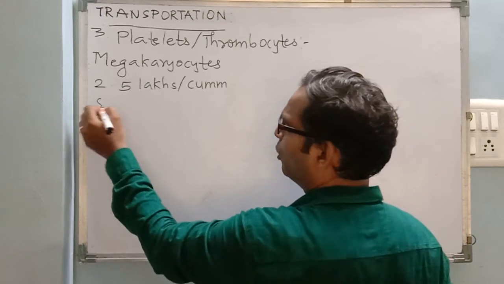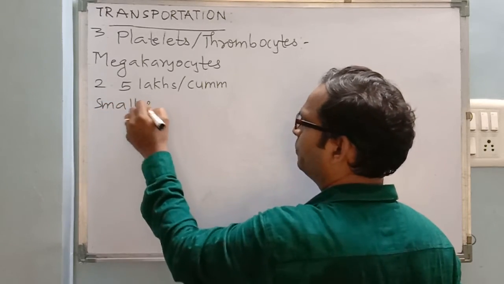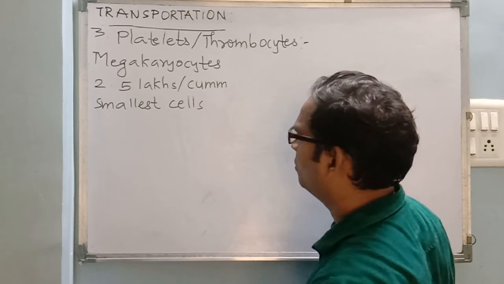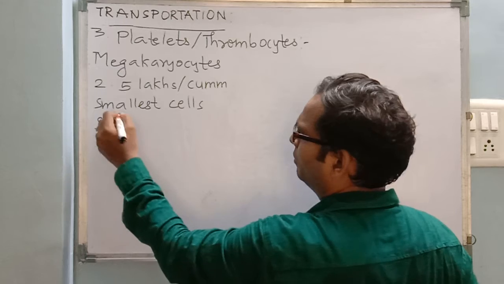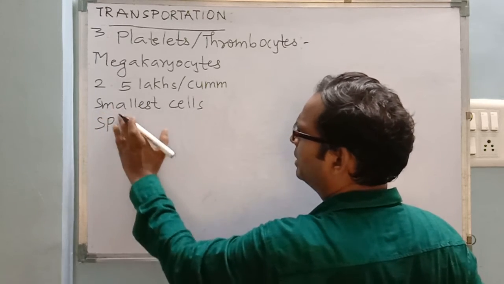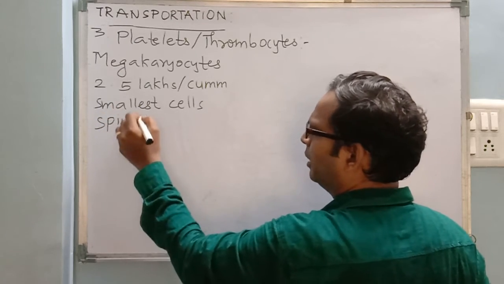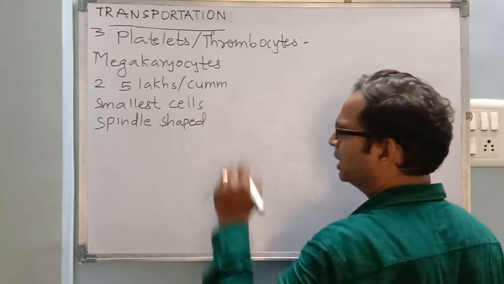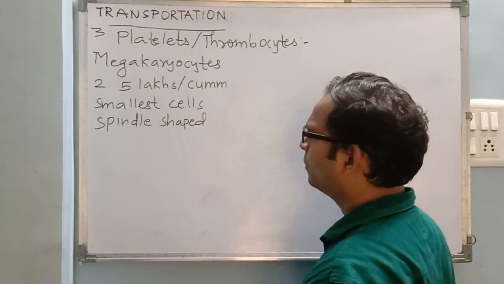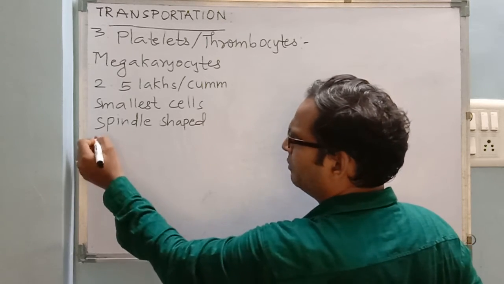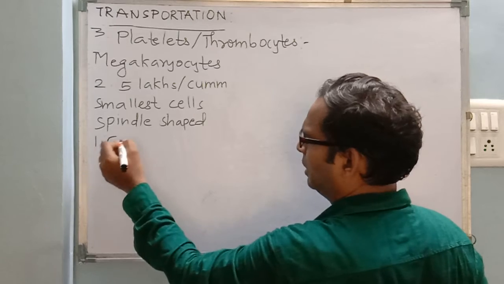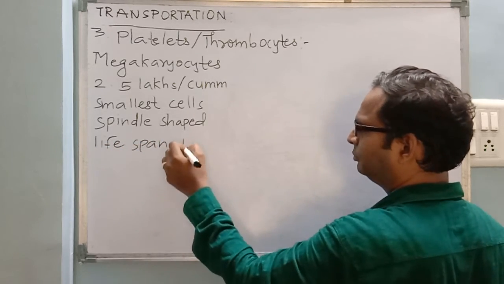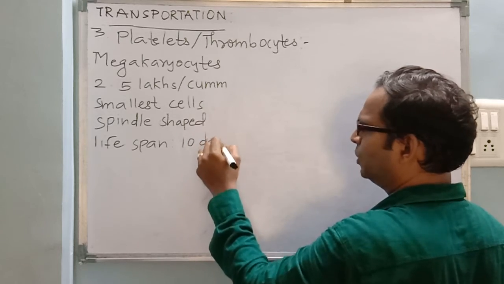And as I said, they are the smallest blood cells, which look spindle shaped. Spindle shaped means pointed at ends and broad in the middle. Spindle shape. Lifespan is again the same as WBCs, approximately 7 days to 10 days.